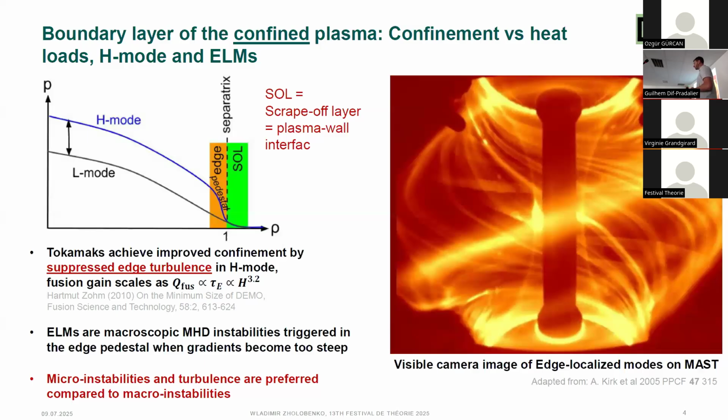In particular, of importance for the survivability of plasma-facing components is the fact that the steep pedestal in the plasma edge also has drawbacks. It can trigger magnetohydrodynamic instabilities, so-called ELMs, and these will transiently put very high heat and particle loads on plasma-facing components. You see here a picture from such an event in the MAST tokamak. So we would like to understand the turbulence suppression in the edge, but we would also like to be able to destabilize turbulence a little bit, because we would prefer it compared to the macroscopic instabilities like this.